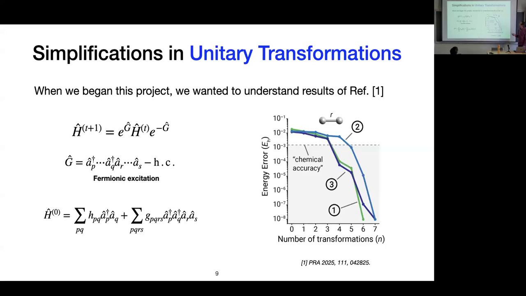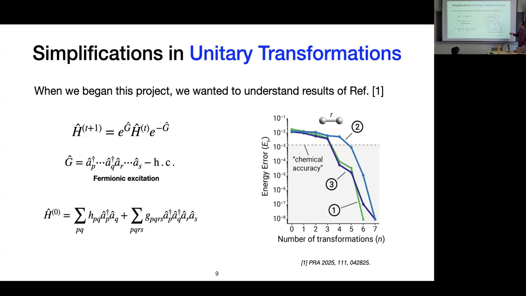When we began this project, we actually wanted to understand the results of this particular work, where they showed that if I take an electronic structure Hamiltonian and transform it by a fermionic excitation, like what Paarth pointed out in his first slides, you can do this transformation repeatedly and get the eigenstates of my Hamiltonian to be more of a product state, a simpler state. If I start off with a simple state and do these transformations repeatedly, I can show that the simple state has a lower expectation value, which eventually reaches the ground state energy. So it is useful to transform this operator by this fermionic excitation.